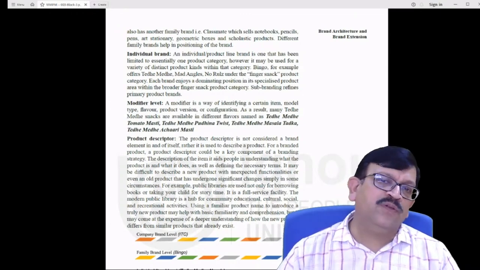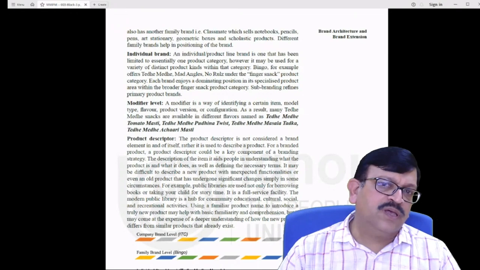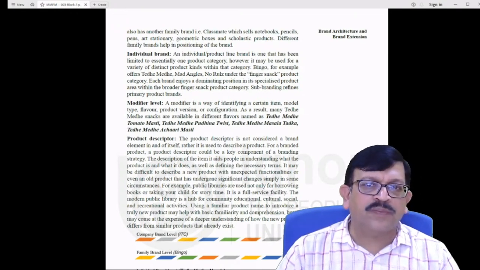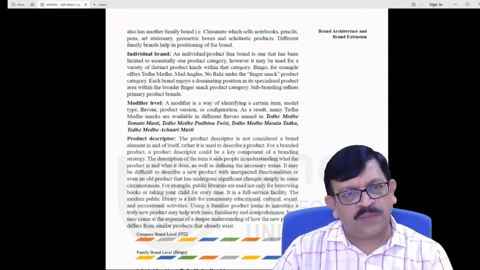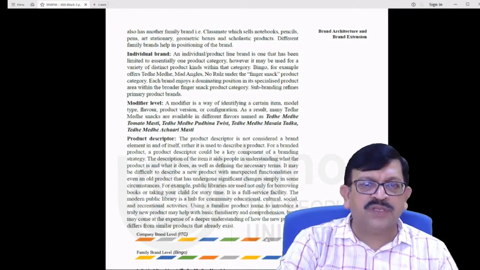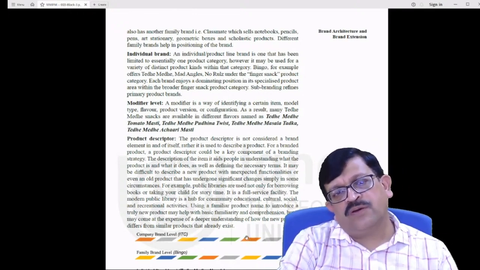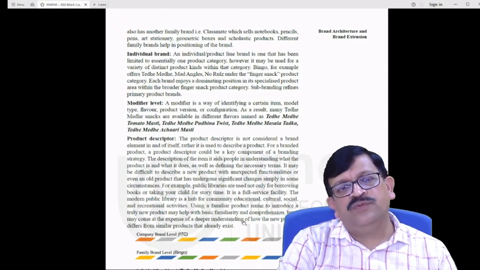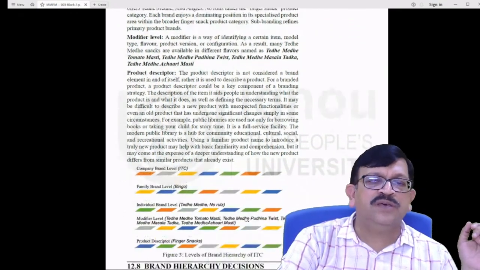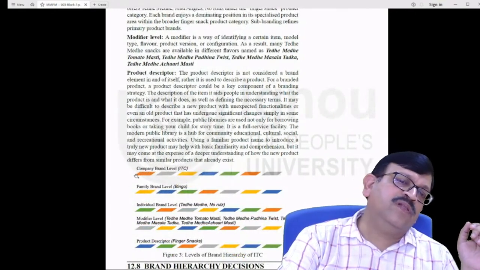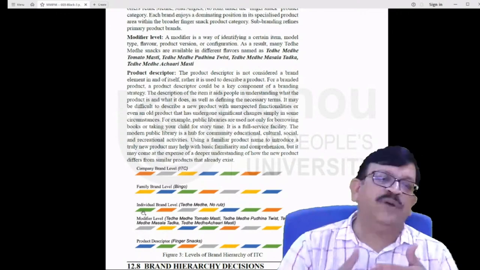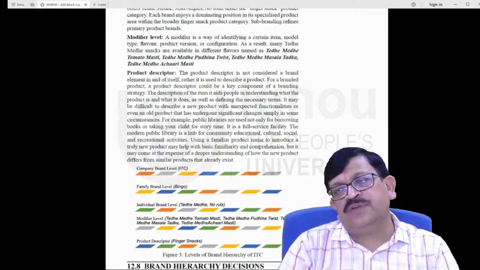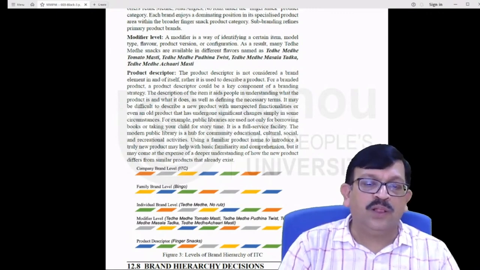And in case of modifier level, you can add certain variations to the existing product of that particular brand, and bring out varieties in terms of offering to the marketplace. And product descriptor is nothing but a description of the product, of what the brand represents. So if you see the brand hierarchy level, as you can see here, the more brands which are floated here, it gives you more clarity, it gives you a better way of handling. So you need to graphically represent how your brand hierarchy looks.